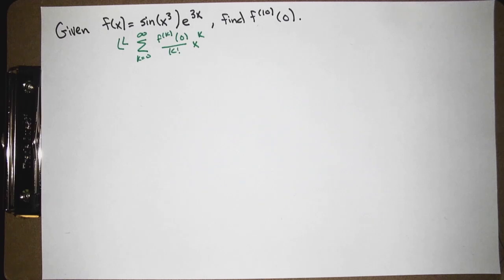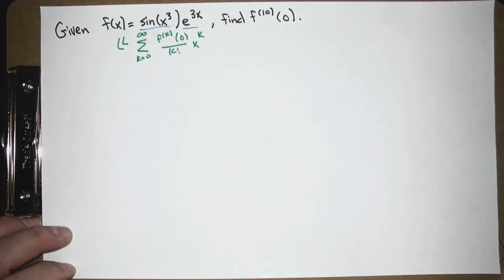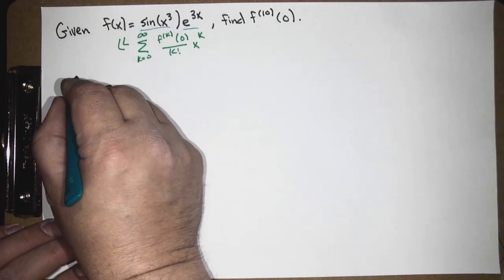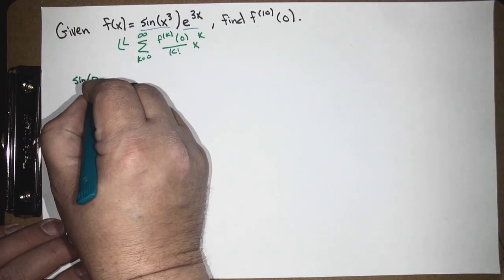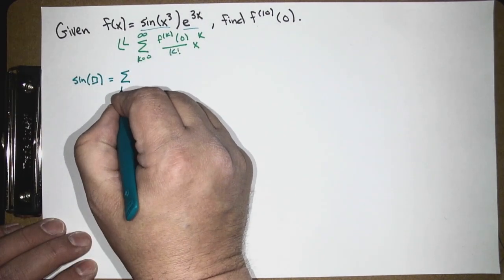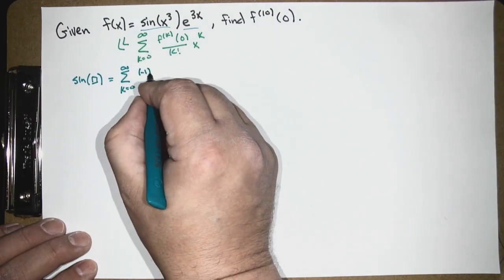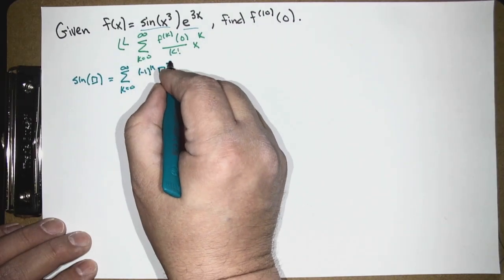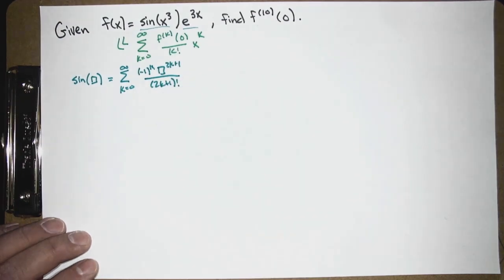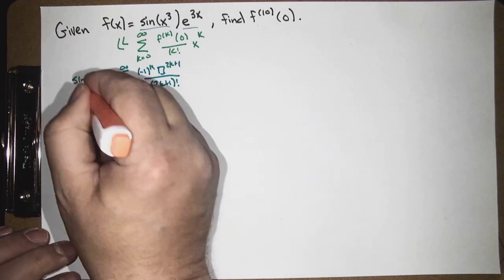Now, we do have a challenge in that our function is not one thing, it's two things multiplied together. But that's okay. We have the technology. We can either know or look up the formula for the sine of something: the sum from 0 to infinity of minus 1 to the k, something to the 2k plus 1, over 2k plus 1 factorial. All right, so that's a nice true statement.